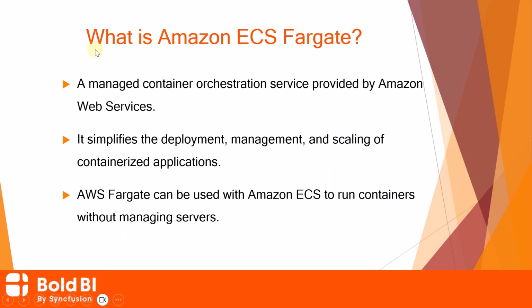Before the deployment steps, let's look at what Amazon ECS is. Amazon ECS, or Amazon Elastic Container Service, is a managed container orchestration service that Amazon Web Services provides. It is designed to simplify the deployment, management, and scaling of containerized applications using Docker containers. AWS Fargate can be used with Amazon ECS to run containers without managing servers or clusters of Amazon EC2 instances.